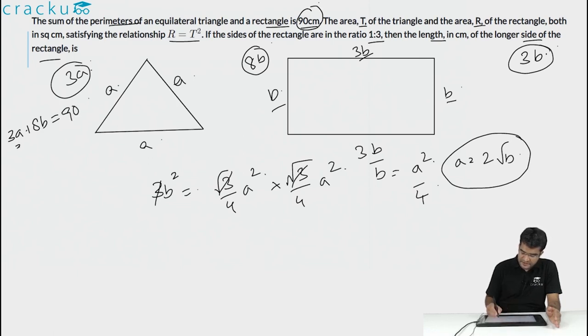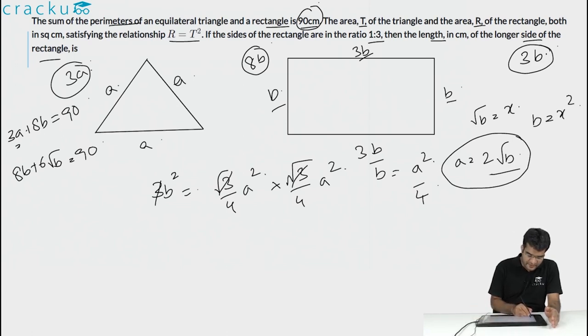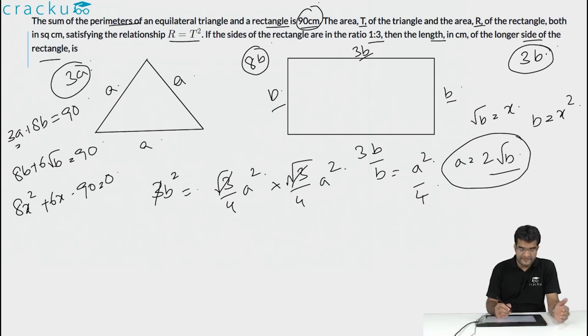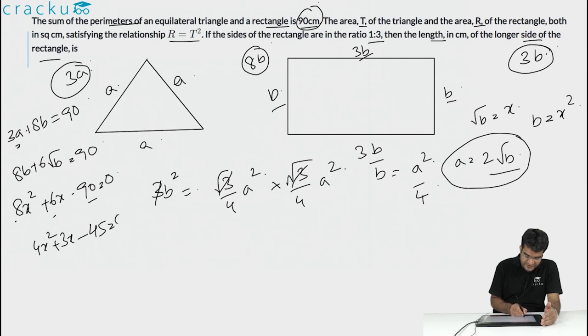Or we can substitute instead of A, 2 square root of B. So this would imply that 8B plus 6 square root of B is equal to 90. Just for ease of calculation, let us assume that square root of B is equal to x, or the value of B is equal to x square. So this equation can be transformed to equal 8x square plus 6x minus 90 is equal to 0. This is a quadratic equation. We can divide the quadratic equation by 2 because all the coefficients are even numbers. So this would imply that 4x square plus 3x minus 45 is equal to 0.